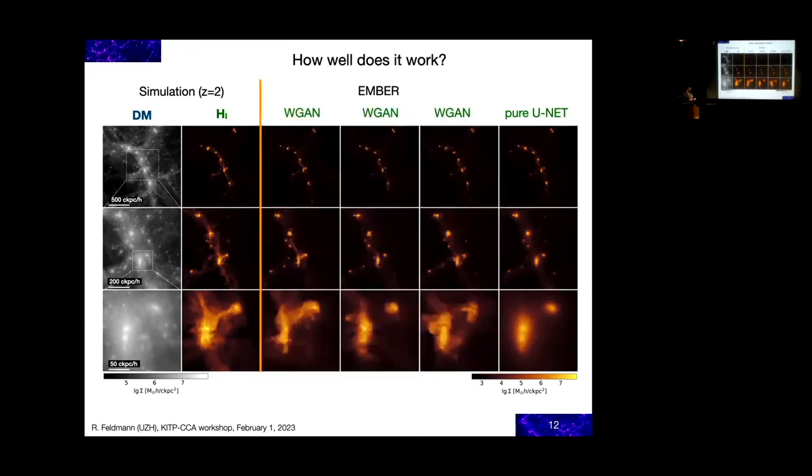And this is what EMBER predicts for different input noise. Okay, and you can see that depending on what you put in as input noise, you get a different sample out. For the same dark matter field, you get a different H1 map out. But all these look very similar to this.